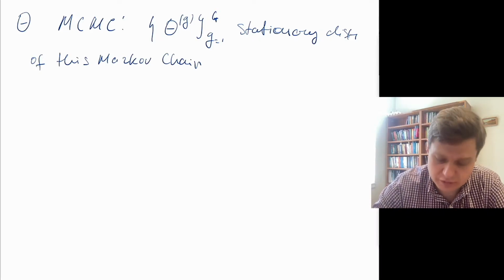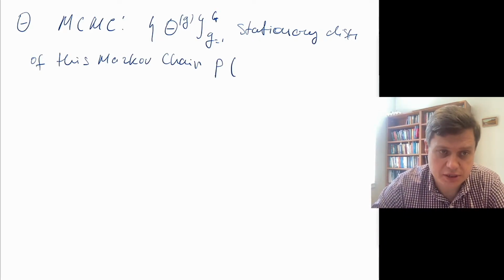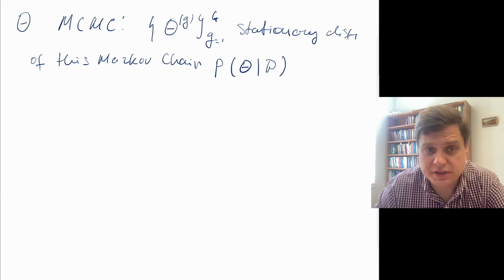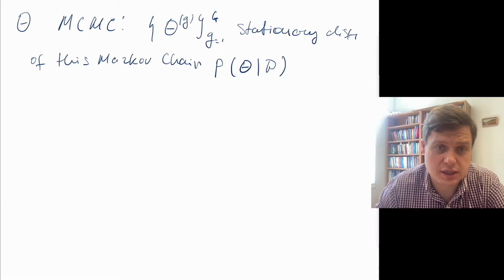So the stationary distribution of this Markov chain is the posterior distribution P of theta given the data, something that we're trying to estimate. And then once you have the sequence, you can do the calculations that you want using the sample. So essentially, you generate a sample from the posterior distribution.